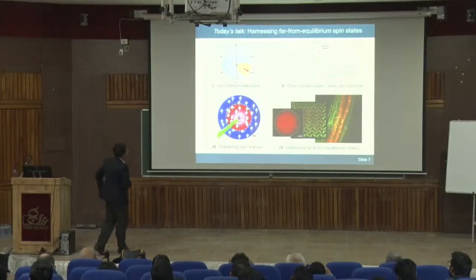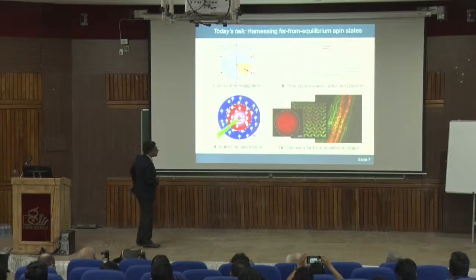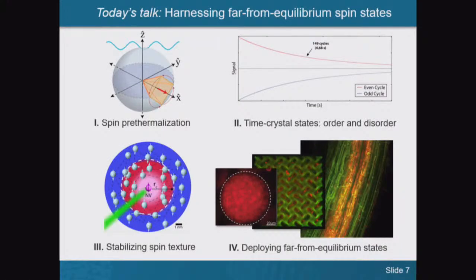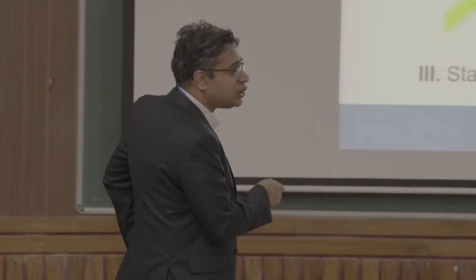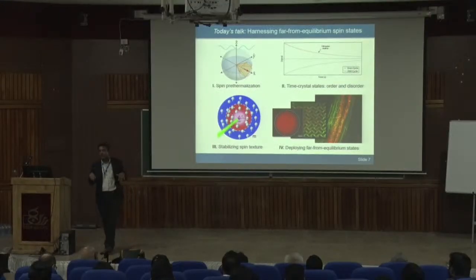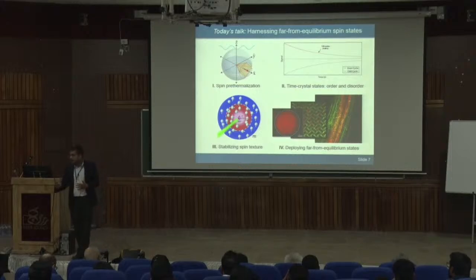I thought I'll tell you about 3 topics of current interest. One is called pre-thermalization, as Rangit pointed out: how you can put spins into a state that lives long but is far from equilibrium. Then a manifestation of that is what are called time crystals, and I'll tell you a little bit about that. And then I'll tell you how you can write patterns like this in spins, so you can write an onion shell of polarization, spins up and spins down, and keep that alive for tens of minutes.